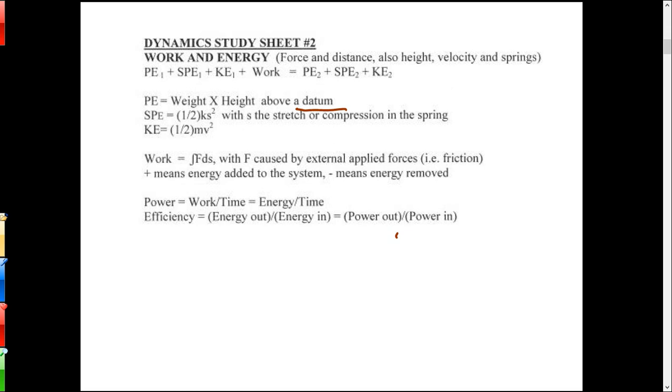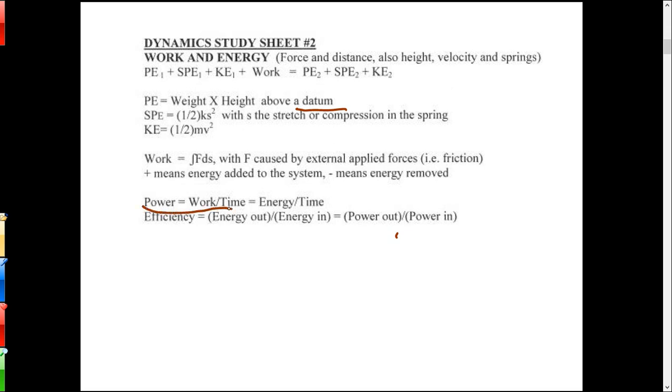Positive means energy added to the system and things speed up and go higher and you have, whatever, more spring compression and that sort of thing. Negative means energy is removed from the system, which makes things slow down or lose height or things like that. Remember to multiply the force times the distance. That's how you get energy.